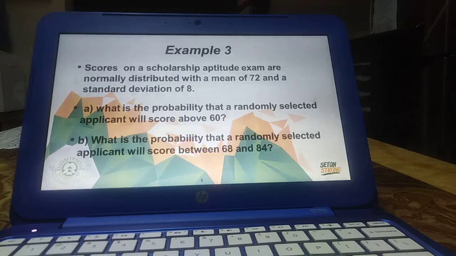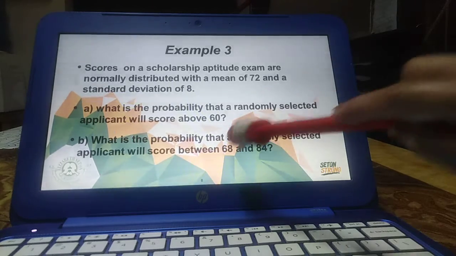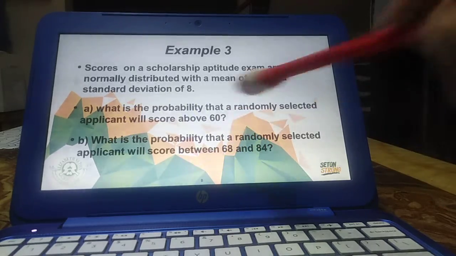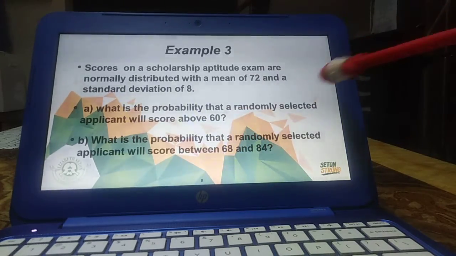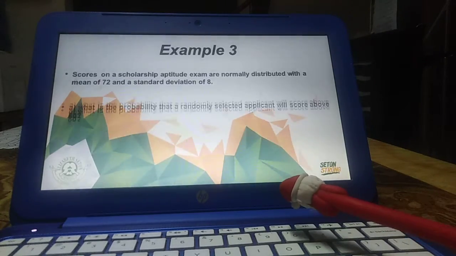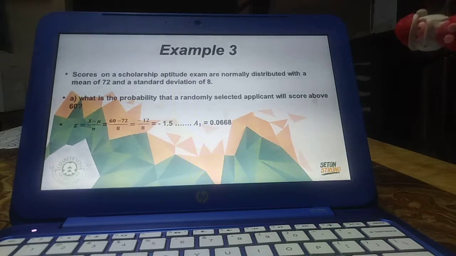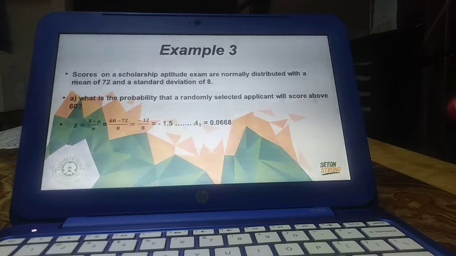So let's look at letter A. What is the probability that a randomly selected applicant will score above 60? First thing we need to do is get the z-score. The z-score is the given measurement 60 minus the mean 72 divided by the standard deviation 8, giving us negative 1.5. From the Z-table, our area is 0.0668.